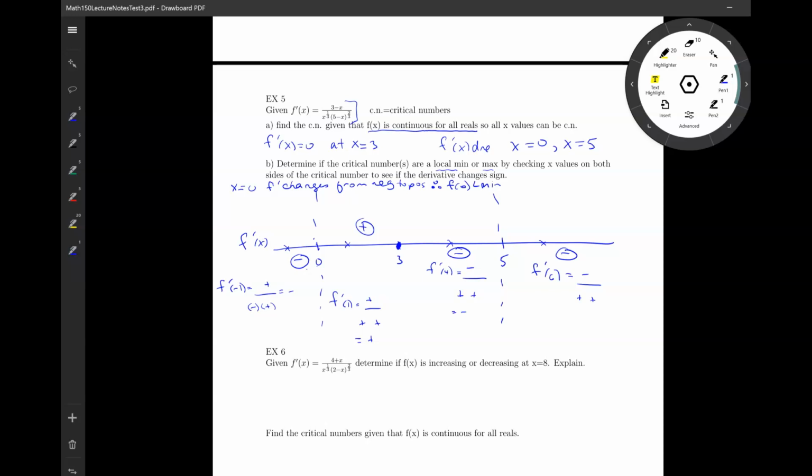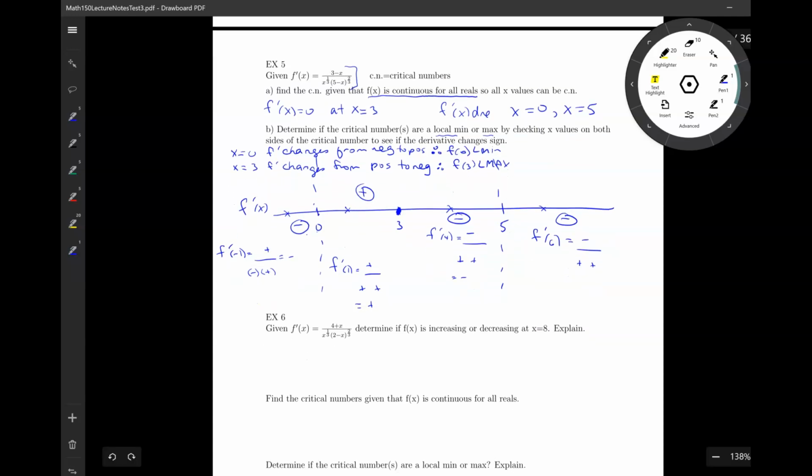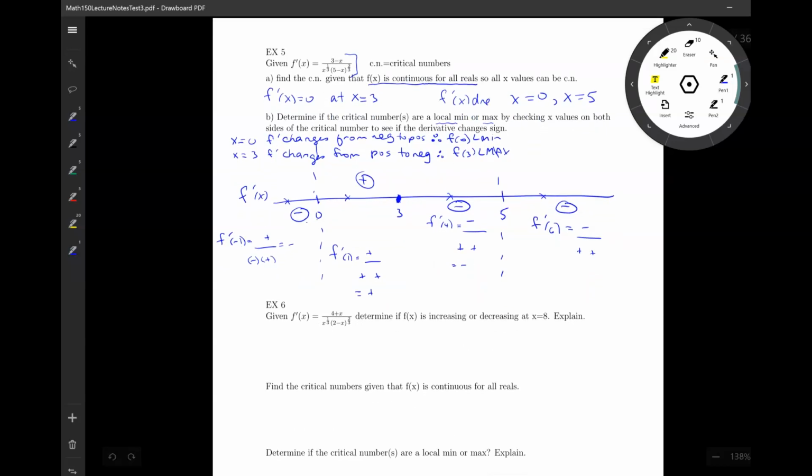All right, so then at x equals 3, f prime changes from positive to negative, so therefore f of 3 must be a local maximum. And then here on either side of 5, the derivative stays negative, so it's neither a max nor a min. So I don't need to make a statement about that.